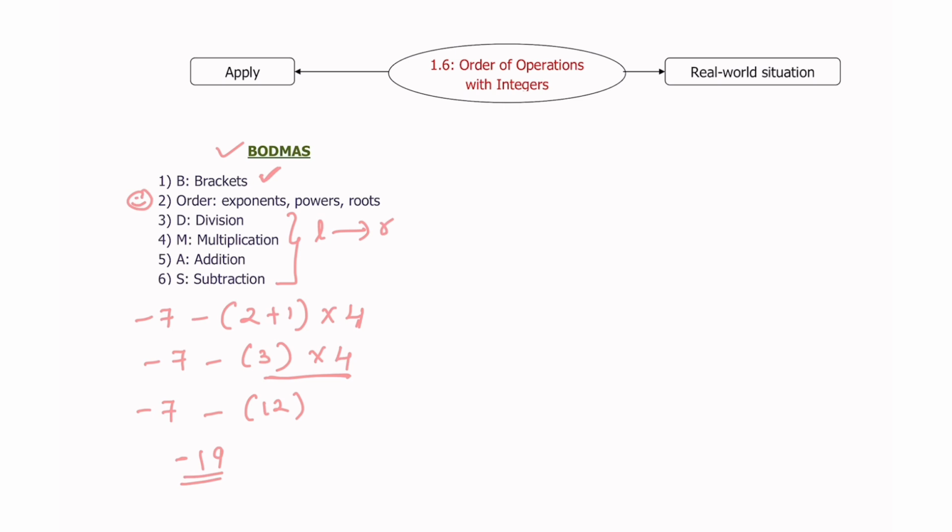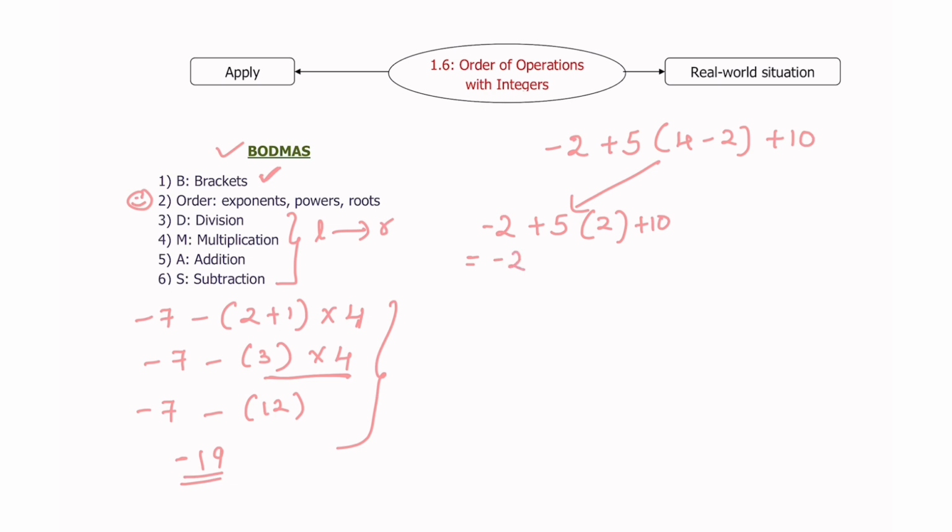Now this chapter also talks about the distributive property. Let's understand that with an example again. -2 plus 5 times (4 minus 2) plus 10. How do we solve this? There are two ways to go about solving that. One of the ways is as we did it here, so let's do it with that method first. It's -2 plus 5 times the bracket, 4 minus 2, which is 2, plus 10. That is equal to -2 plus 10 plus 10, right?